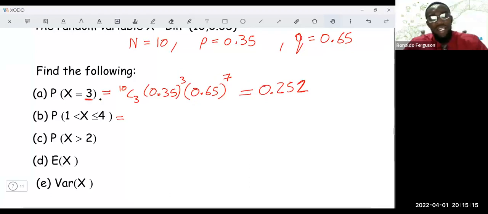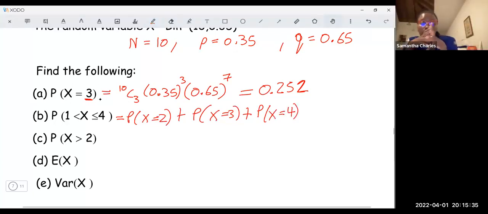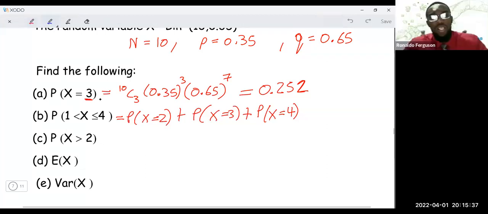In a question like this now, pretty much if it's bigger than 1, they will start from probability x equal 2 plus probability x equal 3 plus, if it's equal to 4, we need to also add in the probability x equal 4, don't we? Now we just work that out.